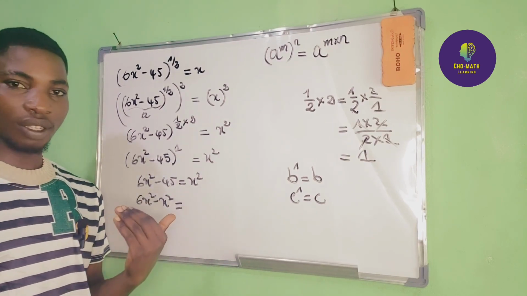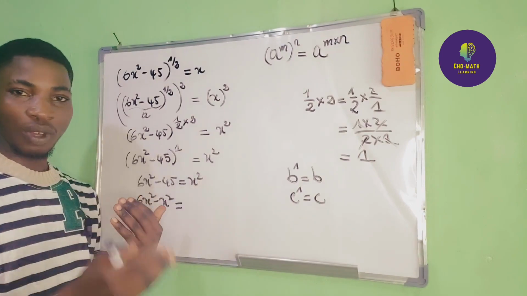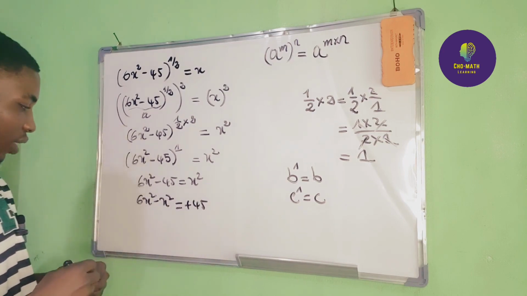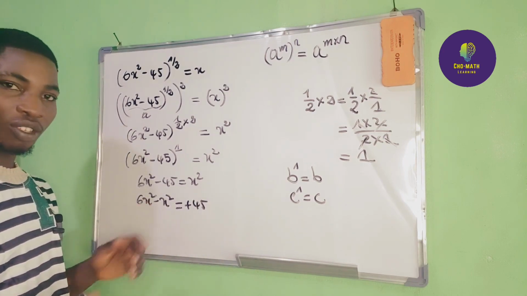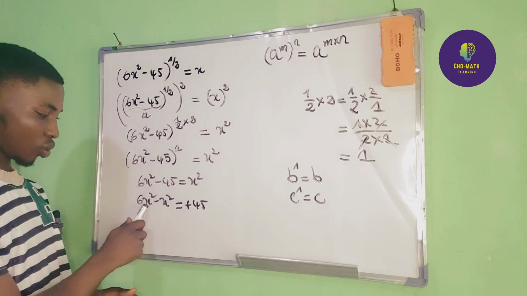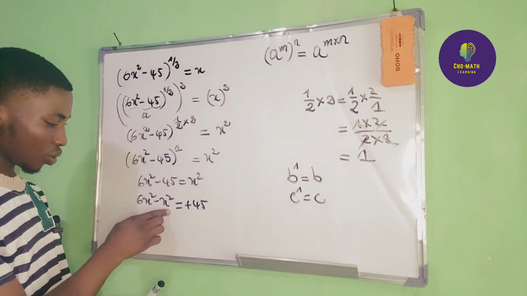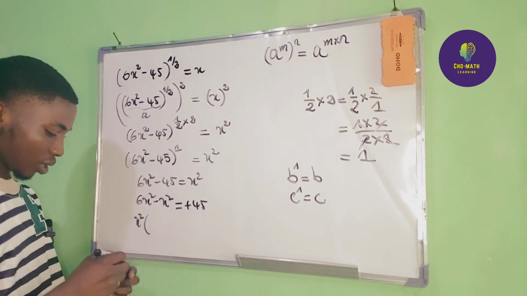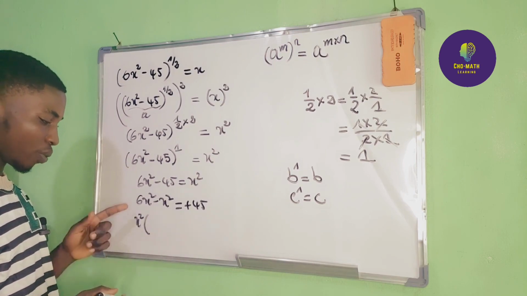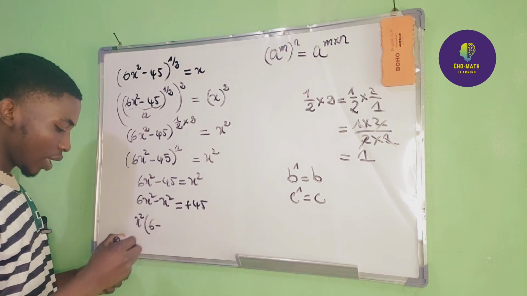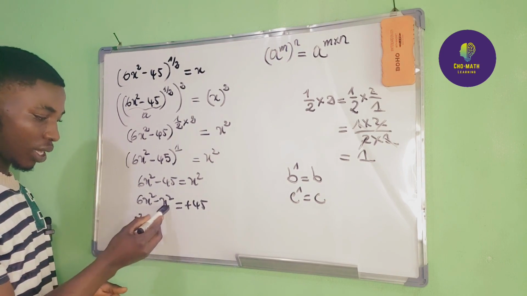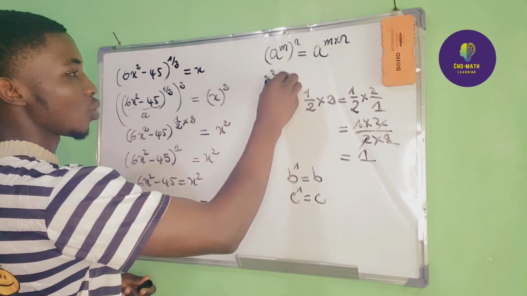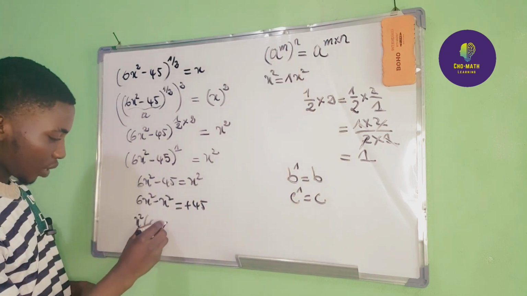It is on the left side, and I want to send it to the other side. When I send it, it becomes positive 45. Now we have 6x² − x². Since we have x² here and x² here, we are going to factor by x². That is, we have x². If I remove this x² here, I will remain with 6. And if I remove the same x² here, I'll remain with 1, since x² is equal to 1x². So I'll remain here with 1.